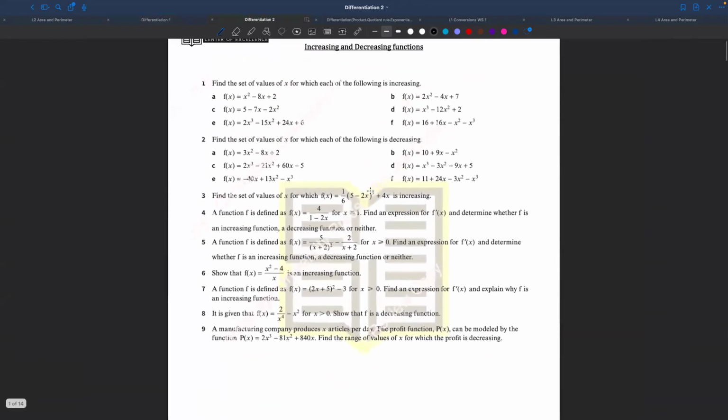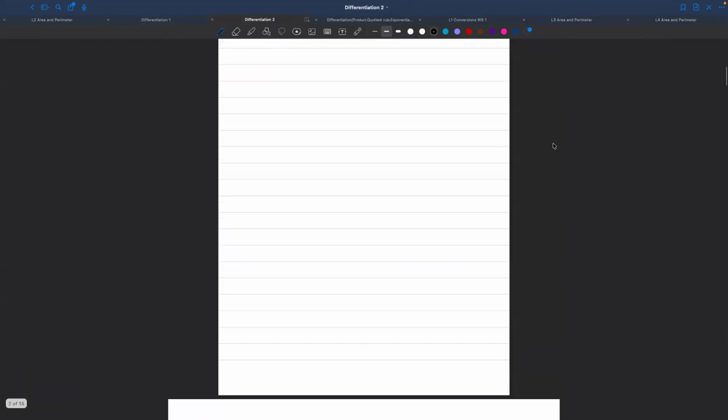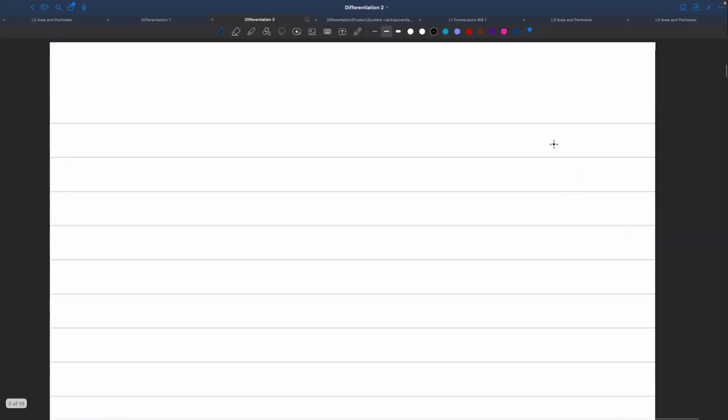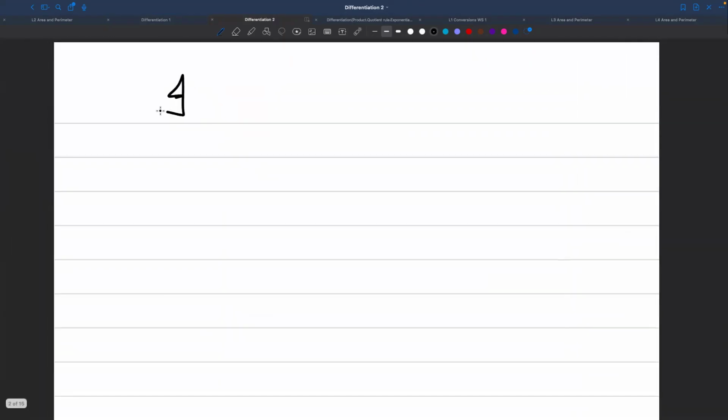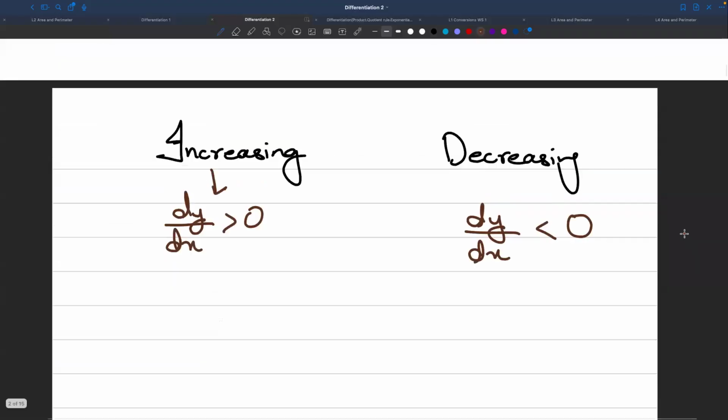Obviously, आज बहुत कुछ कर लिया, but still. We'll be doing increasing, decreasing function and then stationary points. When I talk about an increasing function, it just means in simple terms that the dy dx or the gradient is positive, or it's greater than 0. And when I talk about a decreasing function, the dy dx is less than 0. Okay? So that's the first thing you have to know about increasing and decreasing function.